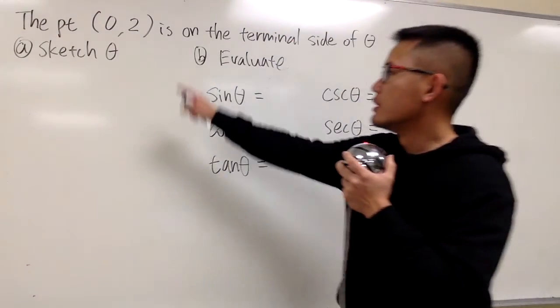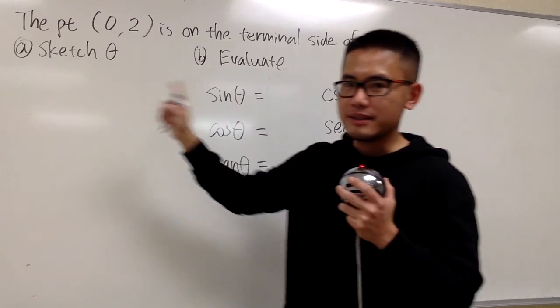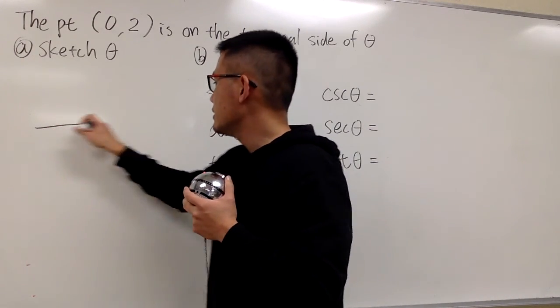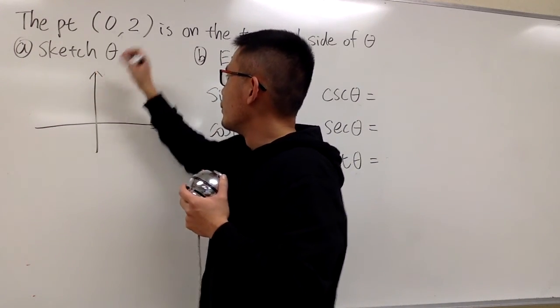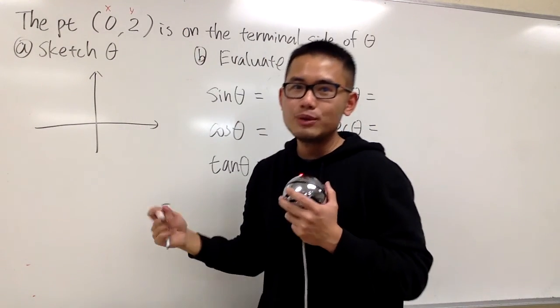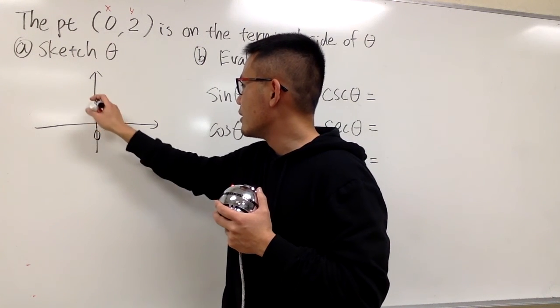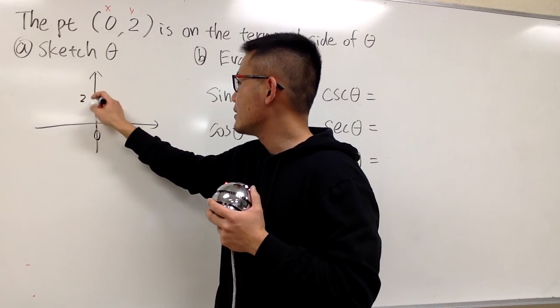Okay, we are given a point, (0, 2). And once again, this is on the terminal side of theta. Let's go ahead and sketch the angle theta. In this case, we have (0, 2), which is just x, y, and we just have a point, right? X is equal to 0, let me just say it's right here, and 2 for y. So this is the point.